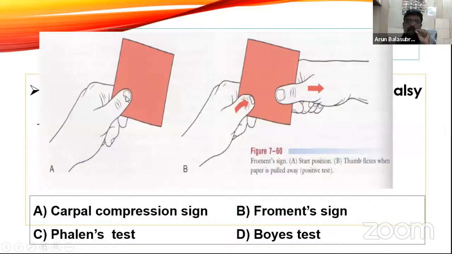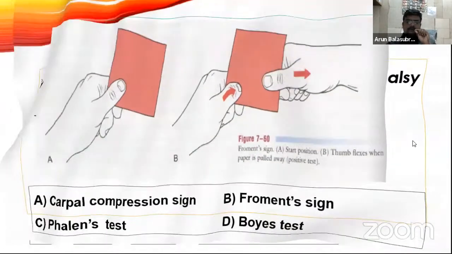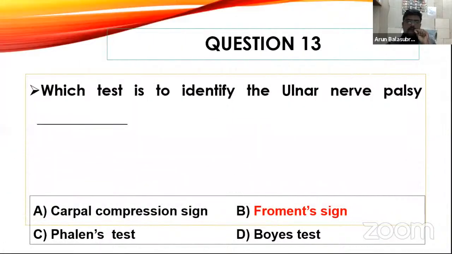Ask the patient to hold it in a lateral pinch. When you pull it, the patient is not able to hold it. The patient flexes the thumb to try to hold it. That is called Froment's sign. It indicates ulnar nerve palsy. An ulnar nerve patient is not able to do it.